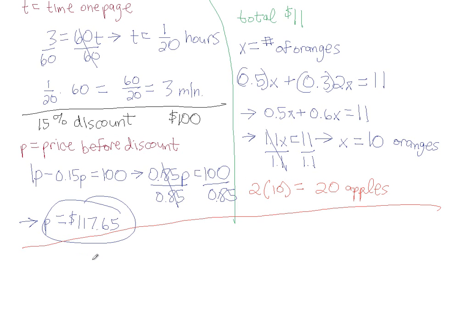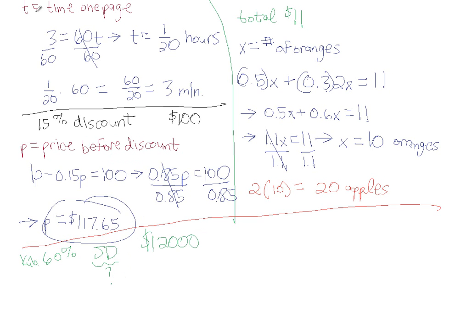Let's say the cost of a Kubota tractor, which is a pretty popular tractor, is 60%. Say a Kubota is 60% of the price of a John Deere tractor. If the price of a Kubota is $12,000, $12,000 for a Kubota tractor, what is the price of the John Deere tractor?